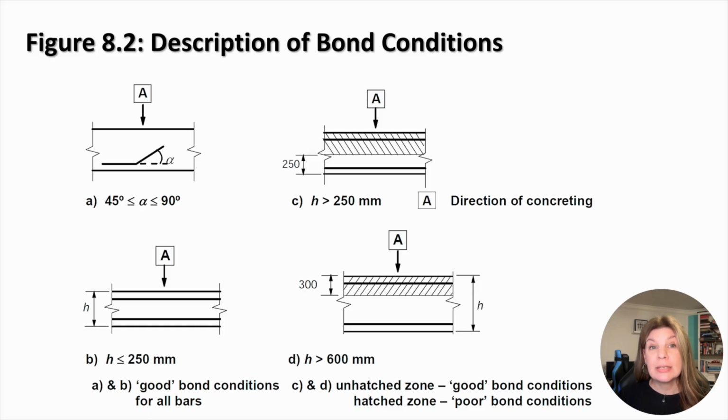As you can see, bent-up bars and bars in concrete members with a depth of less than 250 millimeters are considered to have good bond conditions. For concrete members deeper than 250 millimeters, only the bottom bars are considered as having good bond conditions.